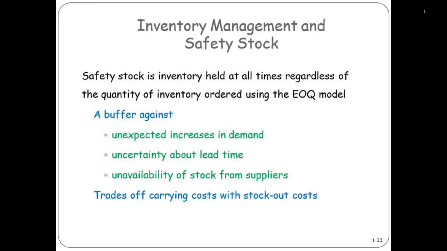Because you want to make sure that you don't run out when your customers need the goods. So it's a buffer against unexpected increases in demand, a buffer against uncertainties about your lead time. It's 2 weeks, but sometimes it could be 18 days. Uncertainties about the quality of your supplier. You may need to find a secondary supplier. So you manage your safety stock. It's a trade-off between the cost of stocking out, meaning the cost of not having goods when your customers want it, versus the cost of carrying excess inventory to avoid stocking out. That's the trade-off that you're managing in this situation.